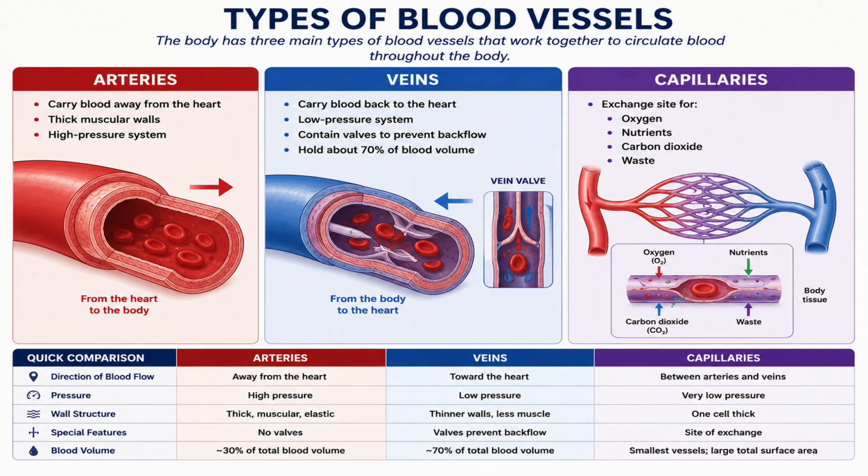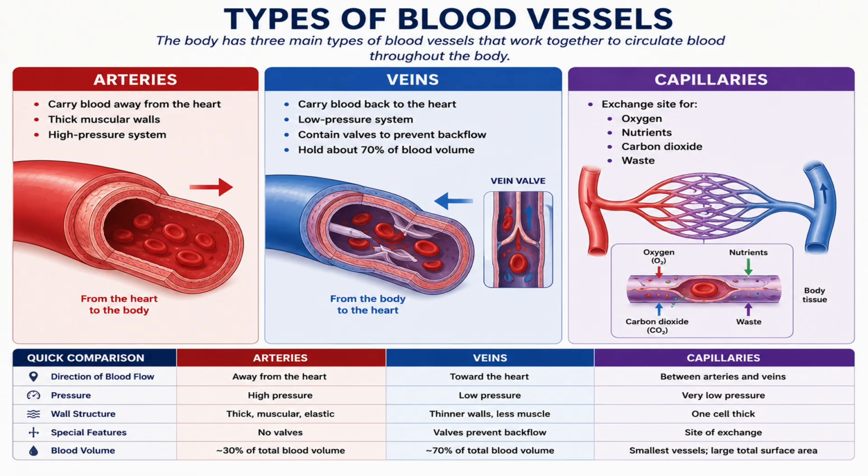Finally, we have the capillaries. Capillaries are the smallest blood vessels and are only 1 cell thick, literally. Their thin walls allow substances to move between the blood and tissues through diffusion. Capillaries are the main exchange site for oxygen, nutrients, CO2, and waste products. This is where the actual delivery of oxygen and nutrients to the tissues occurs.